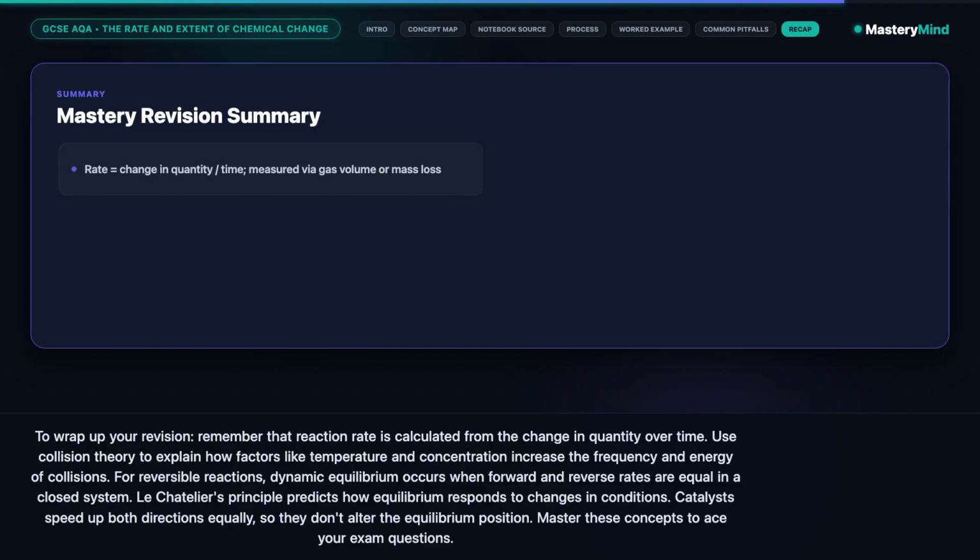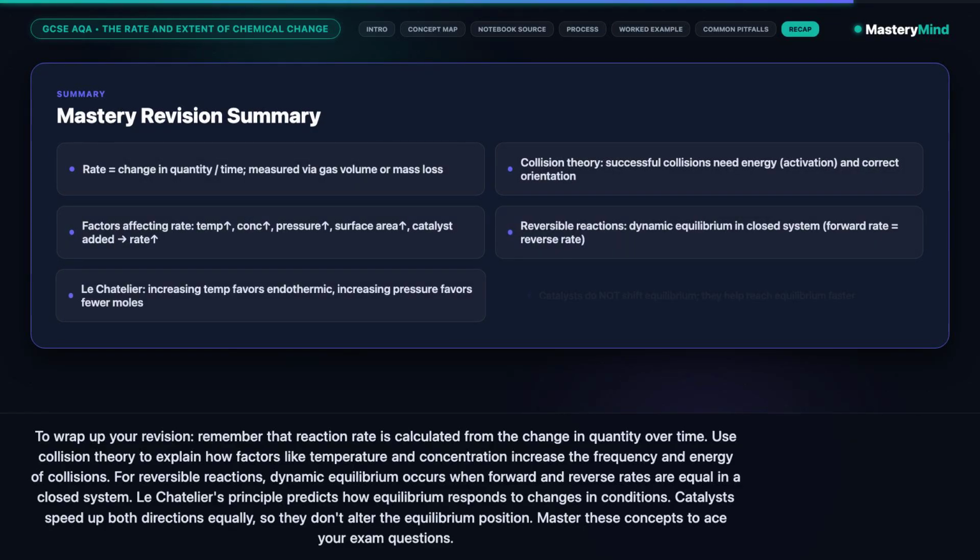To wrap up your revision, remember that reaction rate is calculated from the change in quantity over time. Use collision theory to explain how factors like temperature and concentration increase the frequency and energy of collisions. For reversible reactions, dynamic equilibrium occurs when forward and reverse rates are equal in a closed system. Le Chatelier's principle predicts how equilibrium responds to changes in conditions. Catalysts speed up both directions equally, so they don't alter the equilibrium position. Master these concepts to ace your exam questions.